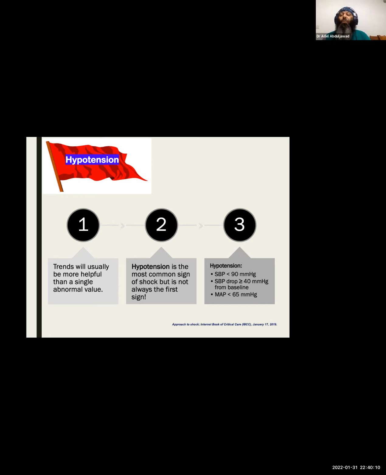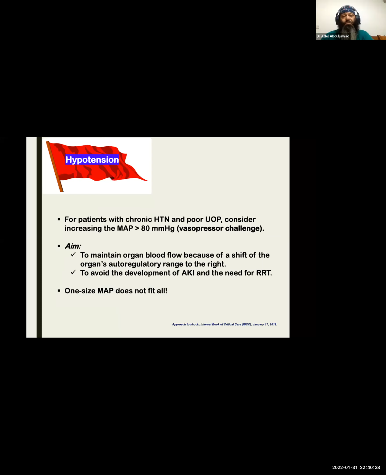Third definition, according to the Surviving Sepsis Campaign for sepsis and septic shock, for hypotension that necessitates fluid resuscitation or initiation of pressors is a mean arterial blood pressure less than 65. And this is the target for the Surviving Sepsis Campaign to resuscitate with fluids, to initiate the vasopressors and to maintain MAP equal or more than 65. So this is regarding the definition.